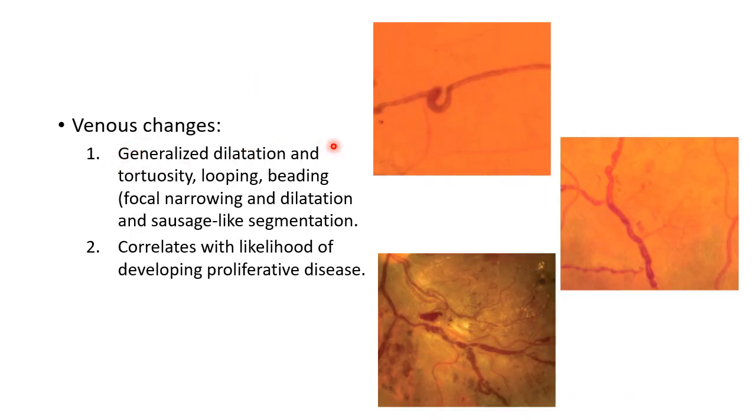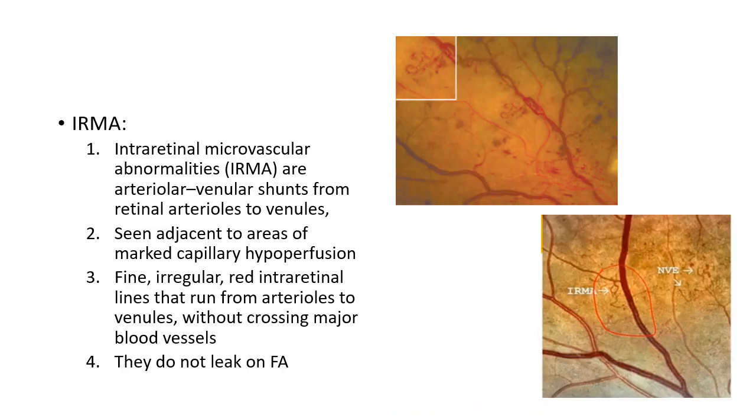Venous changes are basically seen as the severity of the NPDR increases. So there can be generalized dilatation and tortuosity, looping, beading. See, this is a loop, right? These are little beads. You see this beading structure, and sometimes in the beading there will be alternate dilatation and constriction looking like a sausage. So venous changes correlate with the likelihood of developing proliferative disease.